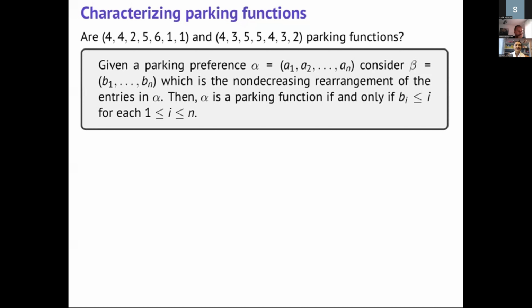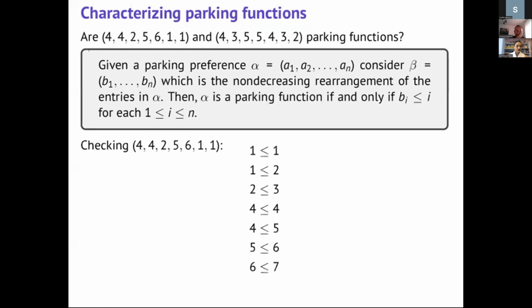And so for these two examples that I have at the top, I just did exactly that. On the left-hand column, I have the numbers that are in the list, just rearranged. And on the right-hand side, I just have the number i. In this case, you notice that all those inequalities are satisfied, and so that is a parking function. However, checking this other list immediately violates the first two inequalities. And again, you only need one to not work for the whole thing to not be a parking function. So great, now you have a way to characterize.